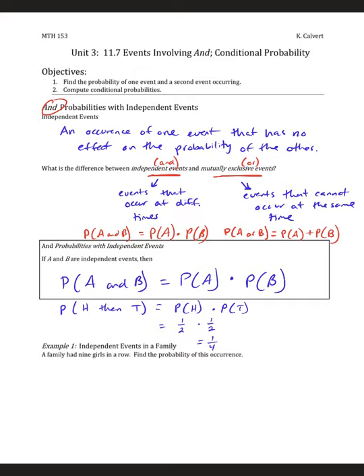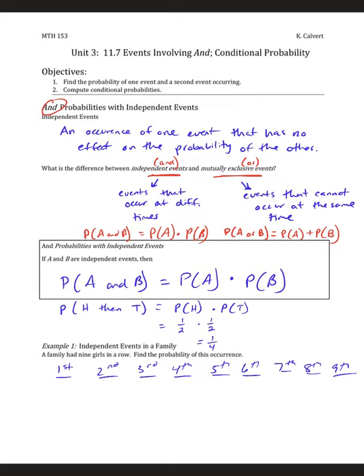Now, the first example that we're going to be looking at here: a family had 9 girls in a row. Find the probability of this occurrence. So we're talking about a family that has 9 children in a row, and them all being girls. I'm going to start out by using the fundamental counting principle here. So we can say, okay, the first kid, the second, the third, fourth, fifth, sixth, seventh, eighth, and the ninth.